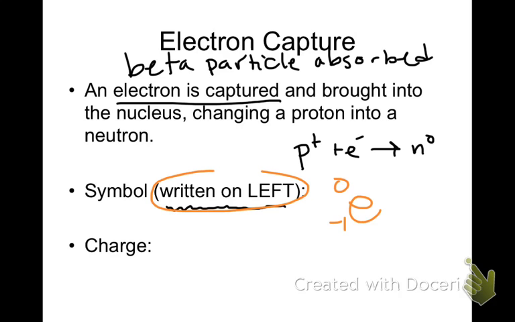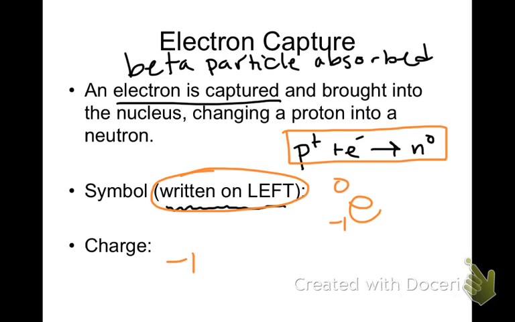But it's very, very important for you to note this on your chart. It's always going to be written on the left because it's a reactant now instead of a product. It's being absorbed instead of released. So that means its charge is still the same, -1. What happens is right here. This goes in the what happens. In the nucleus, a proton merges with an electron and turns into a neutron.